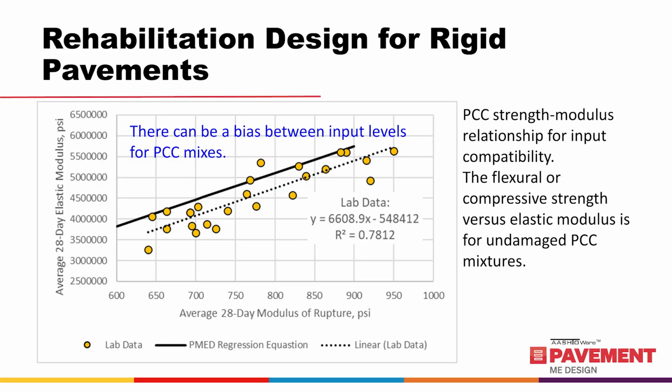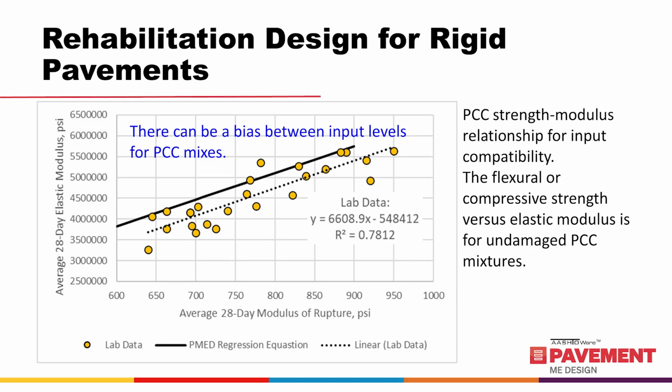So, there can be a bias or a consistent difference between using the regression equation in the PMED software and laboratory measured values. Elastic modulus and the modulus of rupture have a significant impact on the fatigue cracks predicted by the PMED software for PCC pavements, so there will be a difference between the two input levels displayed on this graph. Just like for flexible pavements, there must be data input compatibility for rigid pavements.